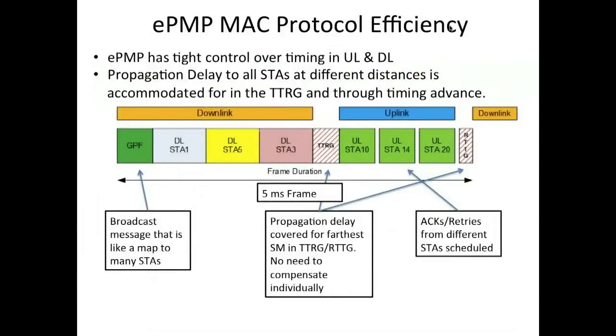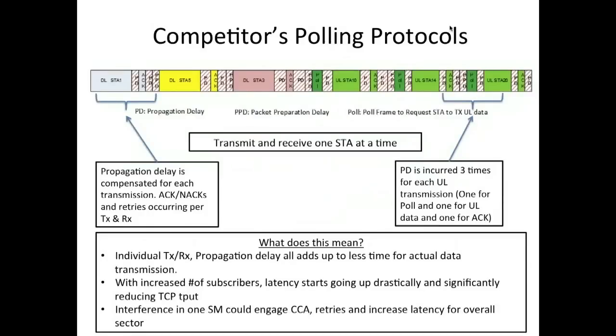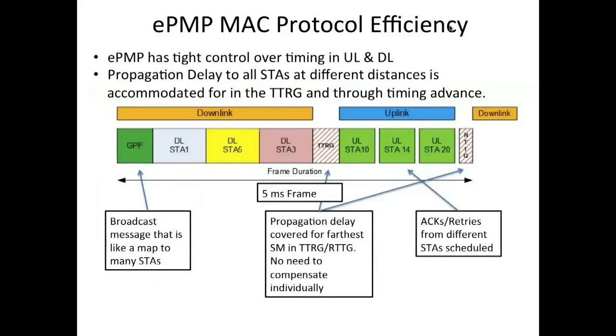The ePMP MAC protocol efficiency, if you notice the difference in the picture, you'll see, once again, if I go back real quick, you have downlink for subscriber CPE1, CPE5, CPE3. You have acknowledgments, propagation delay, time it takes for packets to come in and out. And then if you look at an ePMP system, you start noticing that we have a fixed downlink period, fixed uplink period, and time in between for the turnaround of the propagation delay to the furthest subscriber. And all this is time bound within a 5 millisecond frame so that everybody is doing what they're supposed to do at precise times.